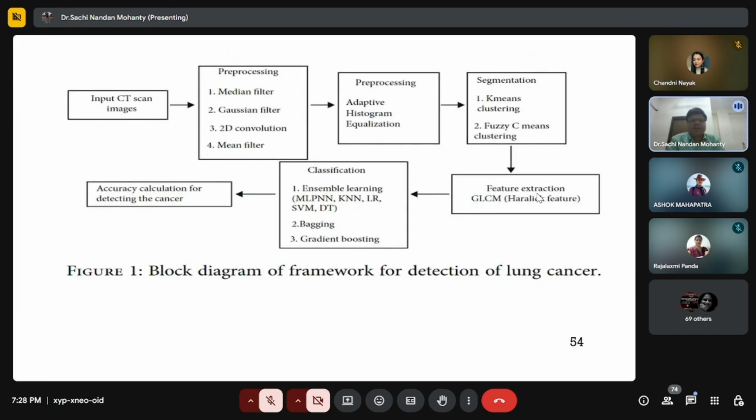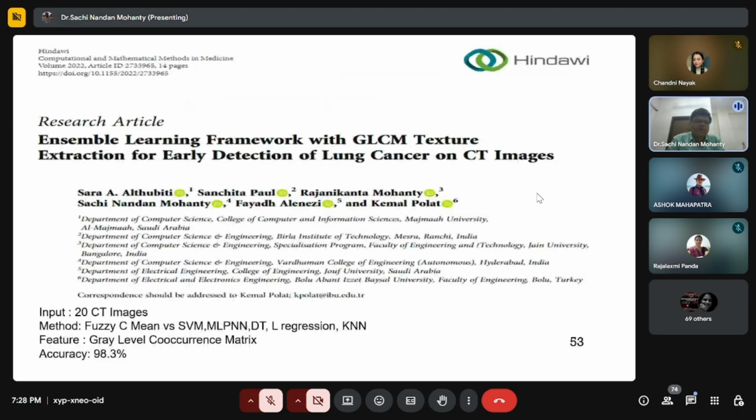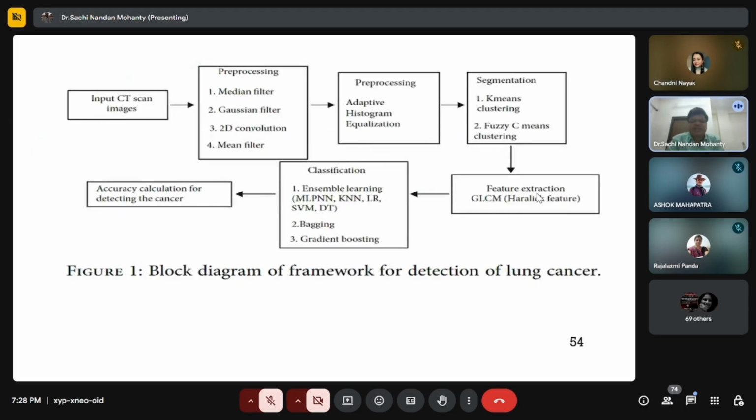Pre-processing is a median filter, Gaussian filter, 2D mean filter. Then go for the segmentation with K-means and partition clustering. Then apply the feature extraction using the GLCM technique, which is nothing but your gray level co-occurrence matrix. Then after that you can predict the accuracy.